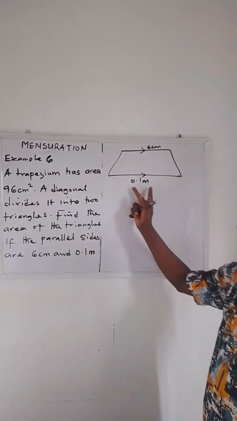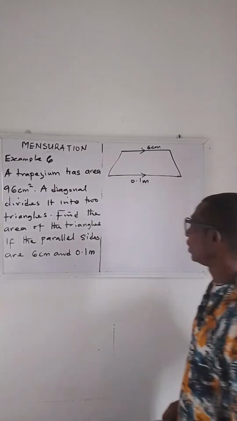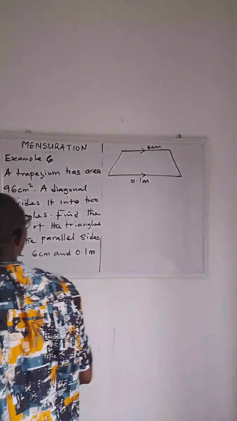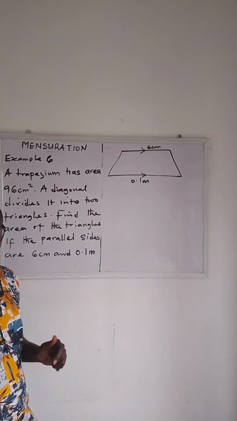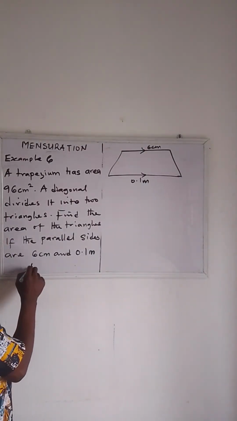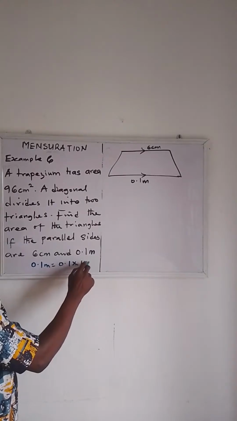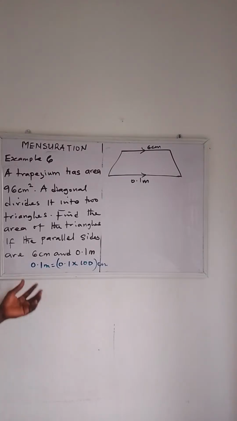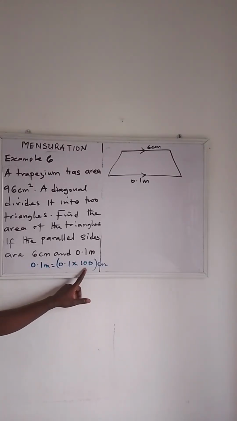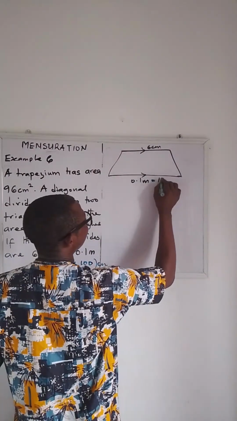So now there's a need for us to convert 0.1 meters to centimeters. So what will that give us? To do that, how many centimeters make a meter? 100 centimeters make 1 meter. So that means 0.1 meters is going to be 0.1 times 100, and that is going to be in centimeters. Once we are converting meters to centimeters, you multiply by 100. So when you multiply this by 100, that gives you 10 centimeters. So that means we have this to be 10 centimeters.